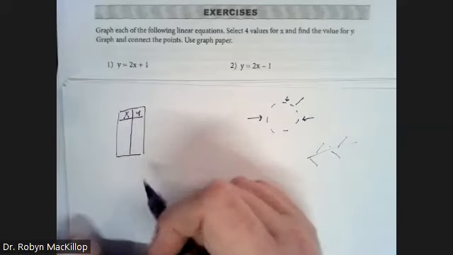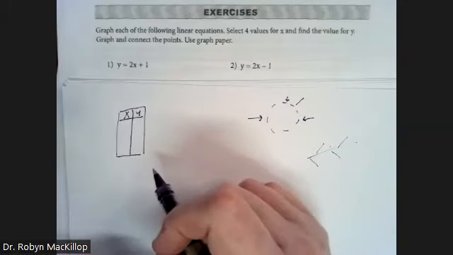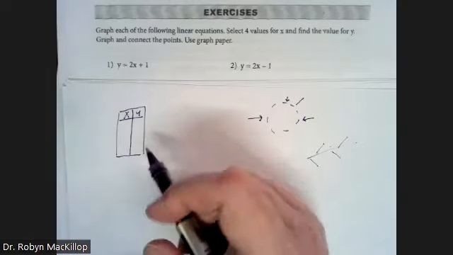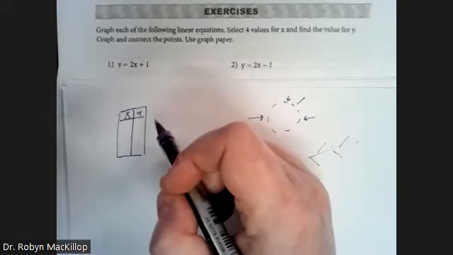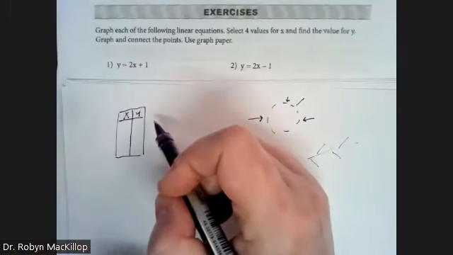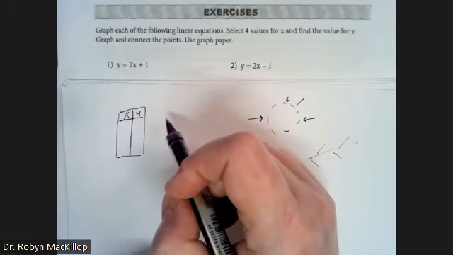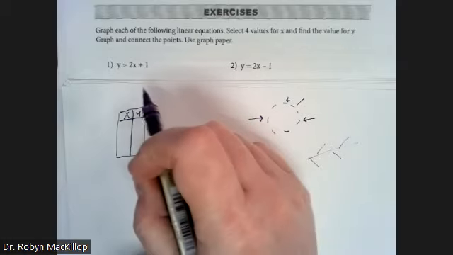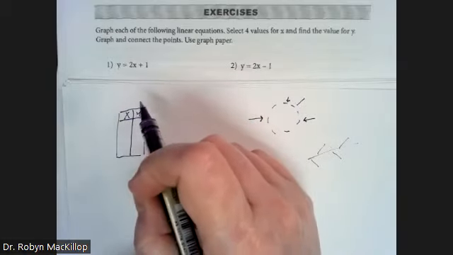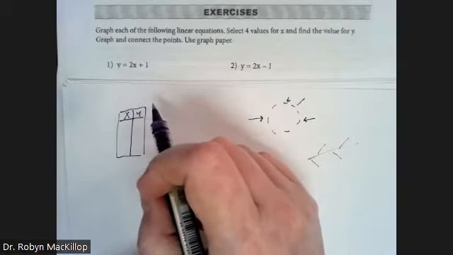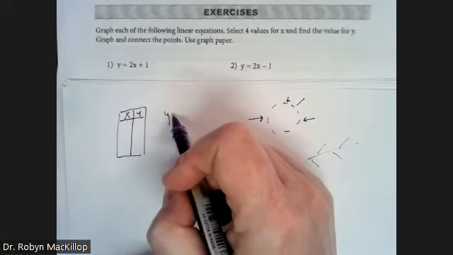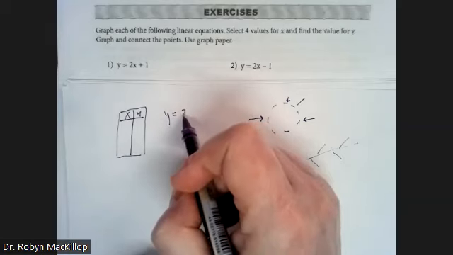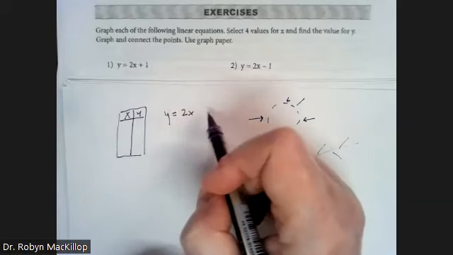And you don't have to make it all fancy if you don't want. I mean, just do it the way that makes sense to you. So we're going to start with number 1. And these equations are set up in slope-intercept form. We will deal with that next week. But this is what slope-intercept form looks like. Y equals 2 times X plus 1. And you'll soon recognize these equations as slope-intercept.